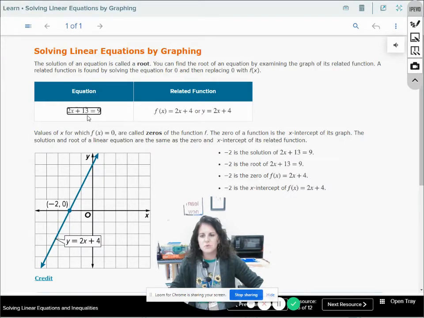Well, I can see that they subtracted 9 from both sides and got 2x plus 4 equals 0 so that they could graph it. So my slope is up 2 over 1, up 2 over 1. I can see the y-intercept is 4. 1, 2, 3, 4. My graph and my equation are matching. This is good. So negative 2 is the solution of this equation right here. Negative 2 is the root of this situation. So it's the 0, it's the root, it's the solution, it's the x-intercept. All of those things are true for this given equation.